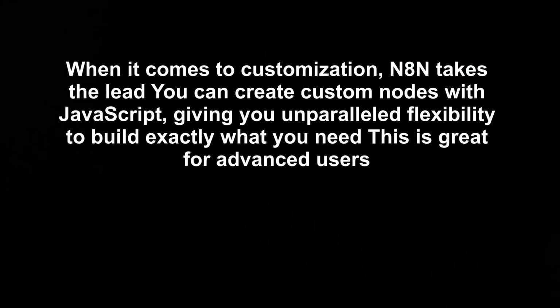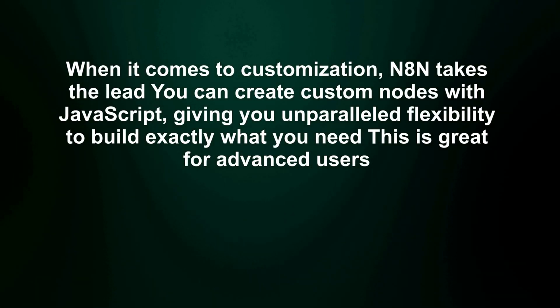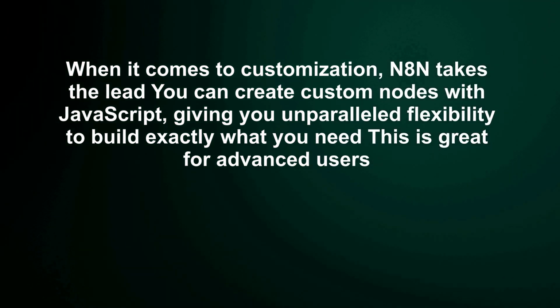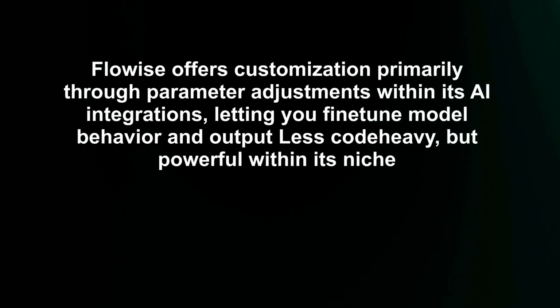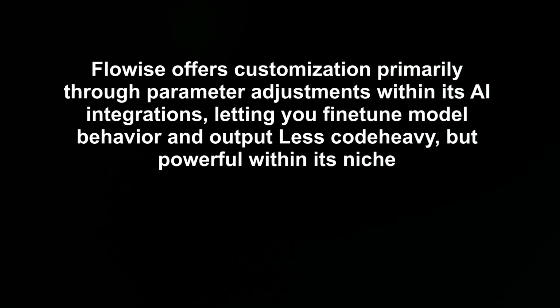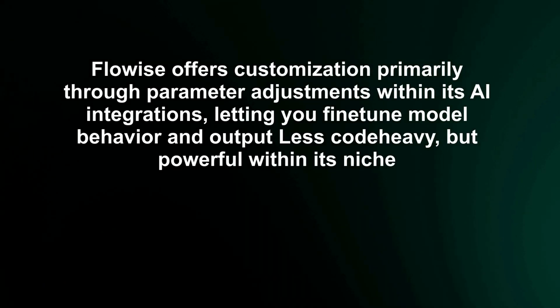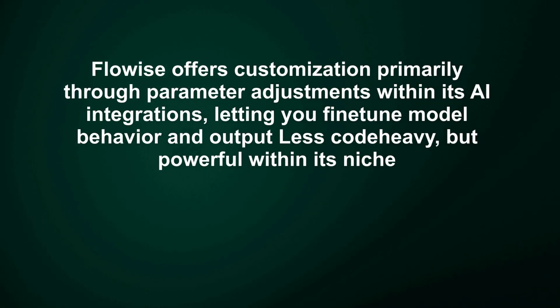When it comes to customization, N8N takes the lead. You can create custom nodes with JavaScript, giving you unparalleled flexibility to build exactly what you need. This is great for advanced users. Flowise offers customization primarily through parameter adjustments within its AI integrations, letting you fine-tune model behavior and output. Less code-heavy, but powerful within its niche.